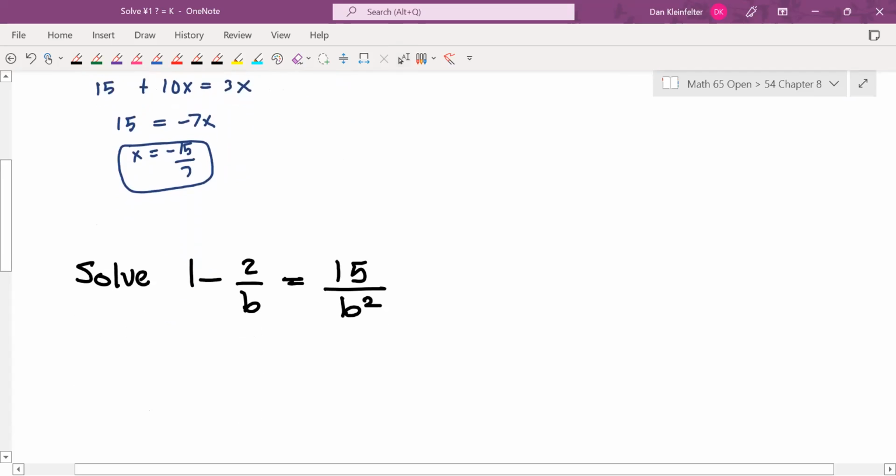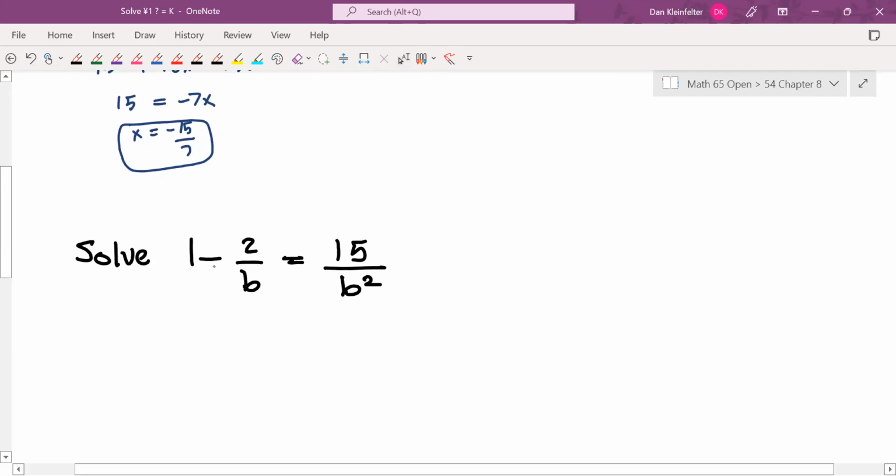Okay, all right, let's try that again. So here we have 1 minus 2 over b equals 15 over b squared. So again, we know that b is not equal to 0. And this time our LCD is going to be b squared. So we're going to multiply both sides of our equation by b squared.